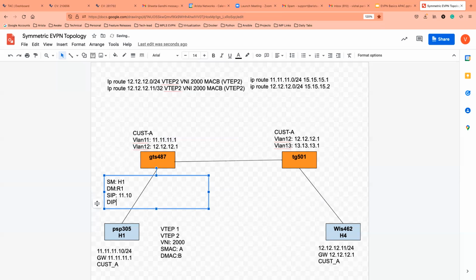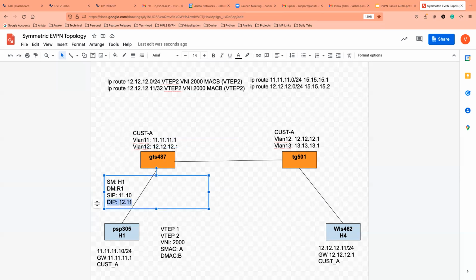Source IP 11.10 and destination IP 12.11, right? Okay, so now you send the packet here. Now what you will do is check the destination IP, and check the destination MAC. It's my MAC, so basically I have to route this packet.